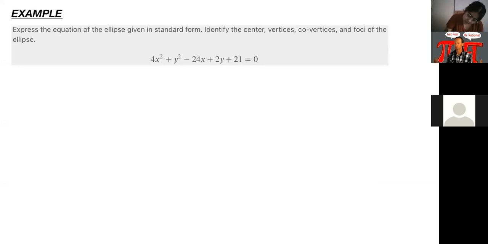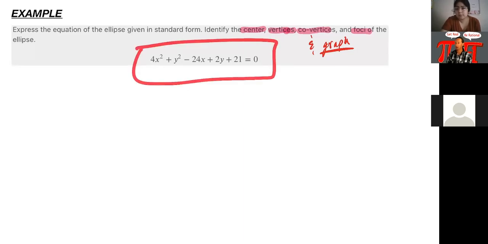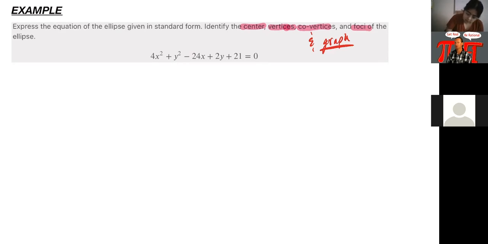So here's our first, and of course I'm trying to couple a few things together so that we don't have to do a plethora of examples. We can just get a lot done with one. So they want to know the center, vertices, co-vertices, and foci of this ellipse. And in order to give them any and all of that, and even graph it, we'd have to make sure that this is put into our standard form. So what does that mean we're going to have to do first? Subtract 21. Good. We can get rid of that. We don't need it, but we do need to collect our X's and our Y's.